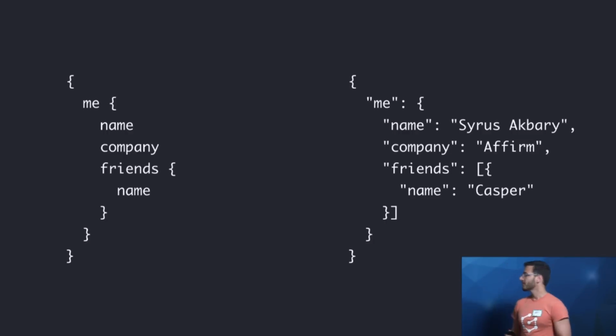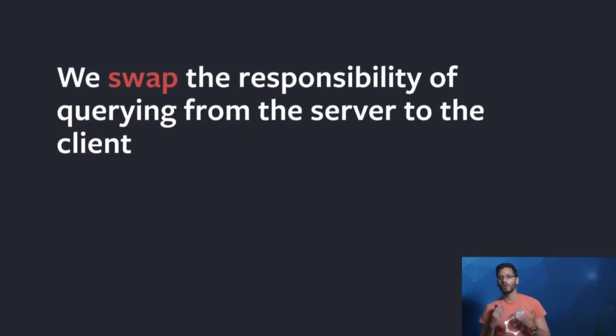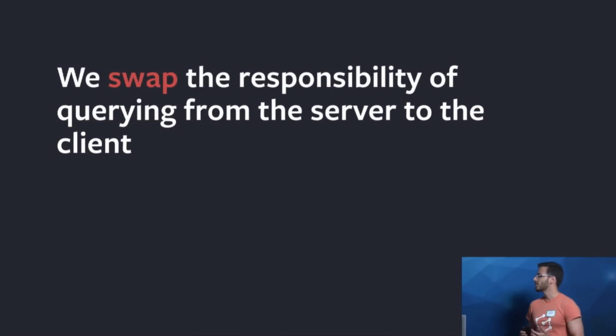And that's great. But what's the real reason we love GraphQL? The main reason is that we swap the responsibility of querying from the server to the client. Before, we had all this data in just one RPC endpoint in our API, and this logic lived in the server. When we wanted to add a new client, like Android or whatever, we had to add this logic again into this RPC endpoint. But it makes more sense to let the client decide the data it wants, and not the server.